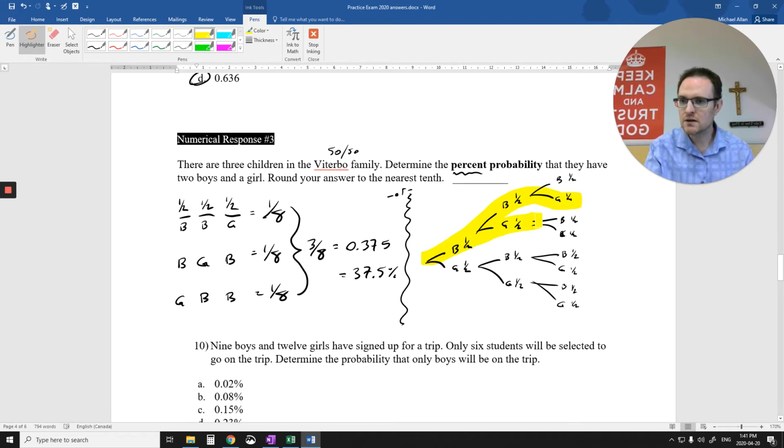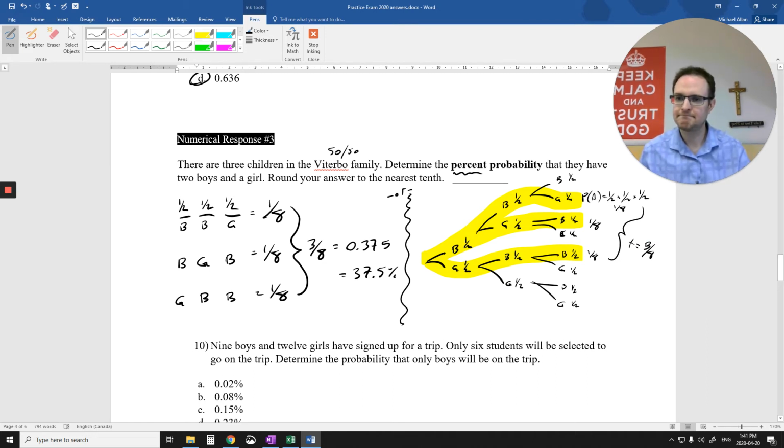Two boys and a girl would be this one. Yeah. And this one. So there's only three of these, and for each one of these, the probability of this one happening, let's call this event A for now, is a half times a half times a half, which is an eighth. And then this would be an eighth, and this would be an eighth. If I add all these together, I get 3/8.